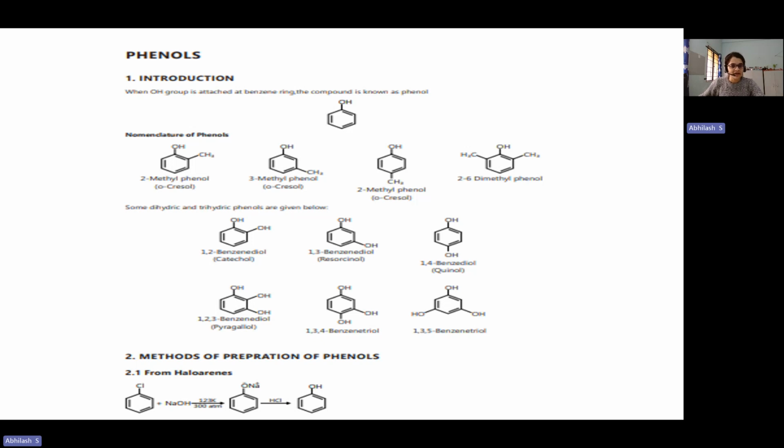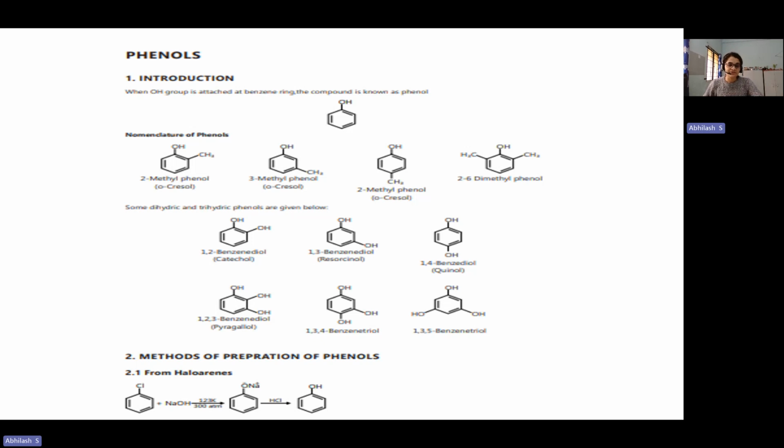There are other classifications of phenols, like dihydric and trihydric phenols, which are formed when more than one hydroxy group is attached, leading to the formation of dihydric and trihydric phenols. Examples of dihydric phenols are catechol, resorcinol, and hydroquinone. For trihydric phenols, 1,3,4-benzenetriol. This is the basic introduction to phenols.